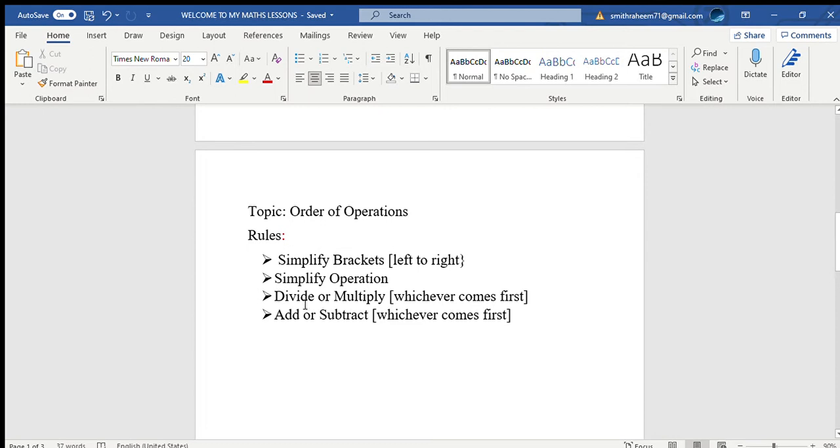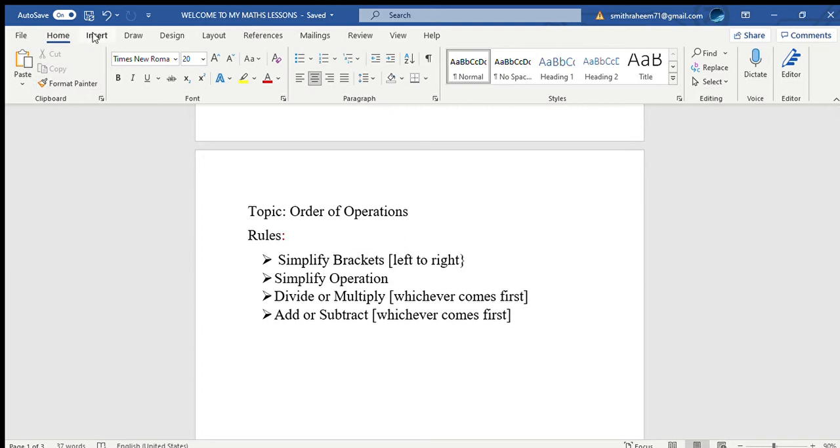And then the third rule says that you divide or multiply, whichever comes first. Remember, we're going from left to right. So if you see a division sign in front of a multiplication, you should divide first and then multiply, whichever one comes first. And the last one you should do is add or subtract, whichever comes first, and also we're going from left to right. Alright, so we're going to go into some questions.